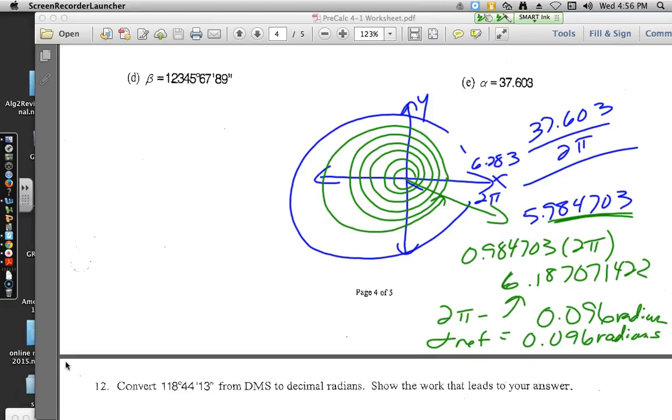And I think that's a little easier to understand than the way that we had gone through that in class using the resources that I had. It just has to do with what percentage of the revolution do you want. And in this case, this is the percentage of that revolution that we need. So 0.096 radians would make more sense in this case.